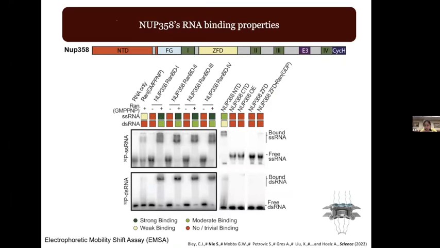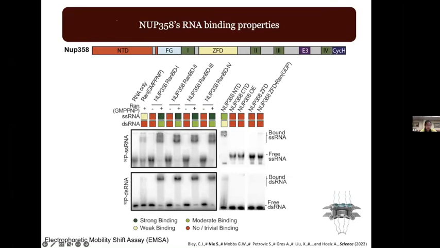So we first want to test whether 358 has some role in this mRNA export. The first thing to test is whether 358 could interact with RNAs. We took all these proteins and tested their interaction with single-stranded RNA and also double-stranded RNA. We found that yes, indeed, 358 could interact with mRNA.